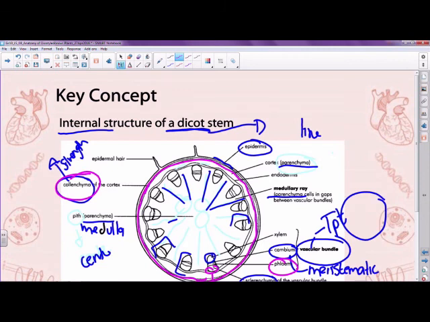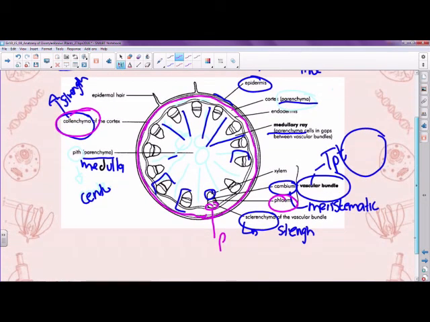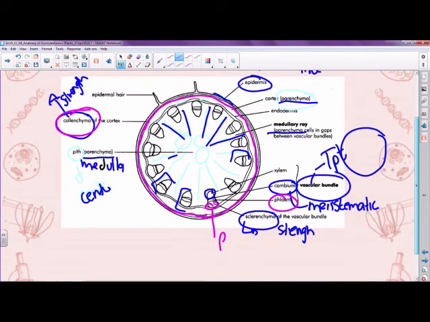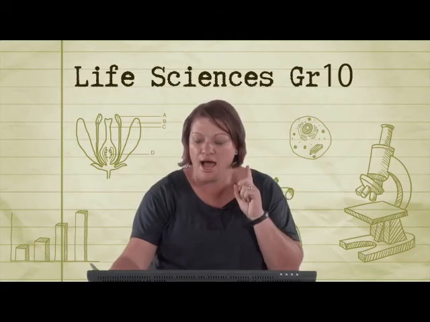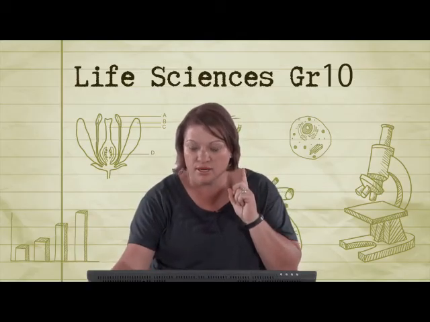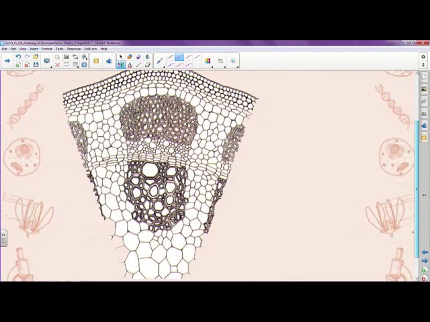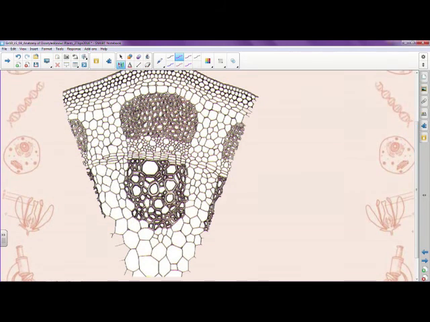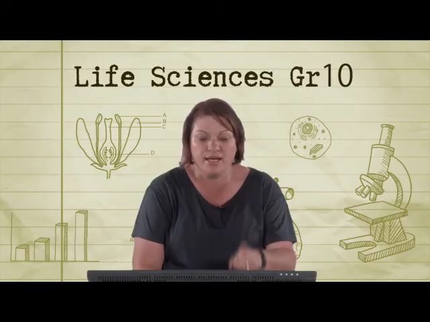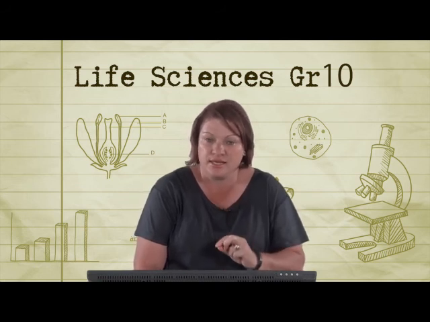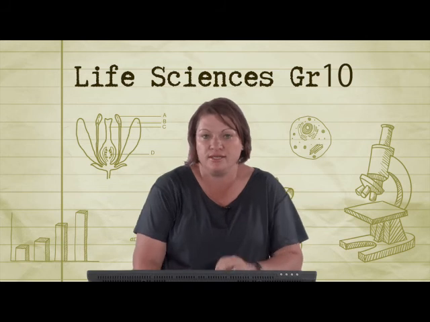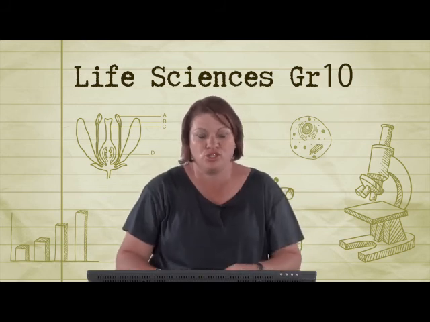Okay, so here is your line diagram. I'm only going to give you a quick minute. I'm now going to take that diagram and change it, and now instead of lines, I show you cells. So now I want you to quickly, I'm just giving you 1 minute, label this diagram showing the cellular detail of a dicotyledonous stem. One minute, it starts now.